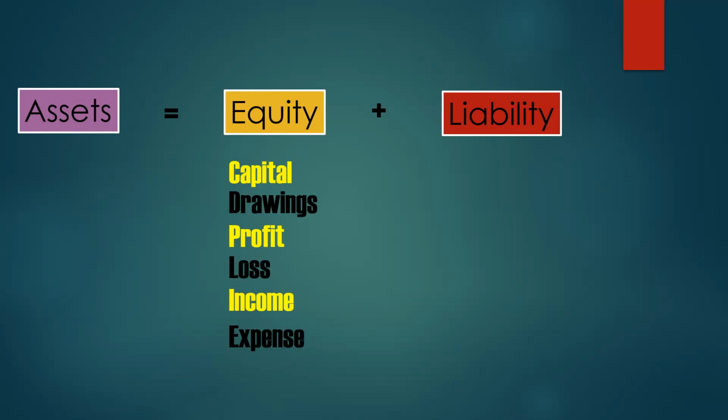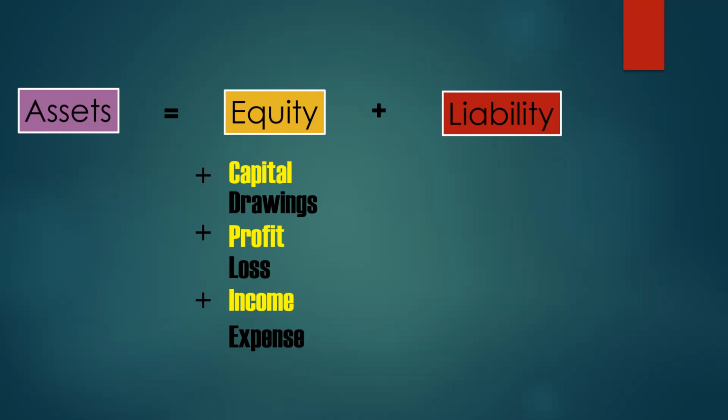Now we may have a question whether to add or deduct these items under the equity column. We know whenever capital comes, we add to the equity. Whenever there are drawings, we deduct from the equity. If you summarize these six items under equity, capital, profit, and income are to be added to equity. That's what I show in the same color, yellow. Whenever you get capital, income or profit, it should be added to the equity.